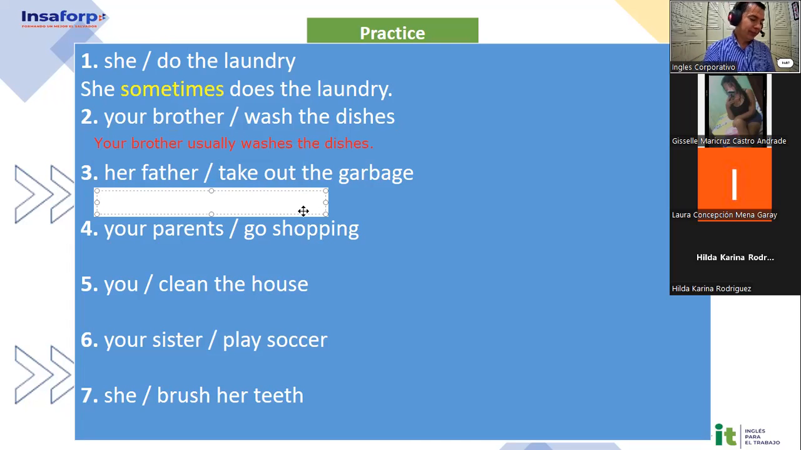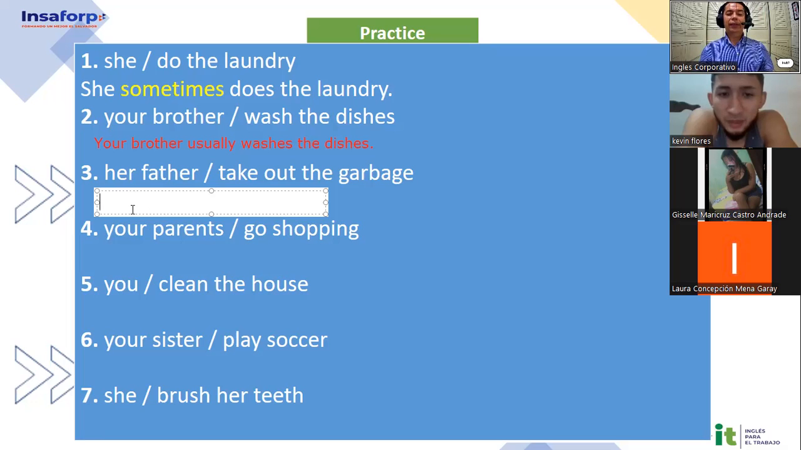Kevin. Mr. Flores Barrera, sí. Please. Number three, Kevin. Dijo que puede ser sometimes o usually, ¿cuál más dijo? Pueden ser todo, puede ser never, always, often, sometimes, usually, almost never, rarely, hardly ever, el que usted quiera usar.